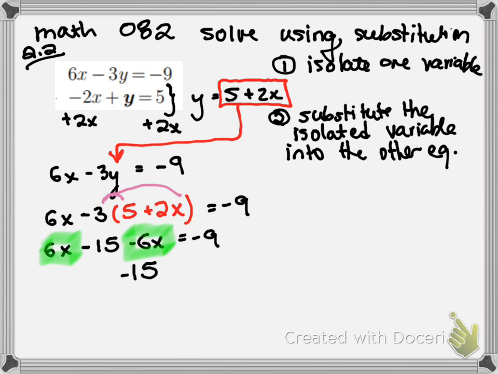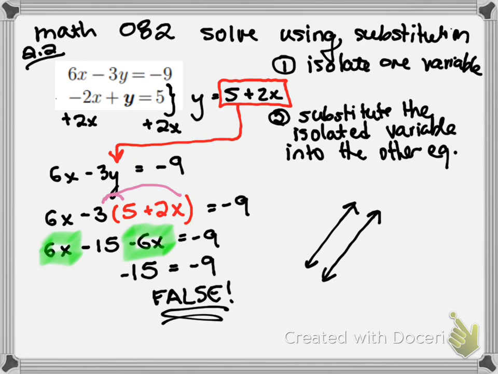So we end up with negative 15 is equal to negative 9. Uh-oh. Well, that statement, you probably realize, is false. That is not something that is true. But that's okay, because if you watch my very first video on chapter 2, you'll remember that can happen sometimes. In fact, anytime I have two lines that are parallel, they never meet. They do not intersect. So there is no solution.